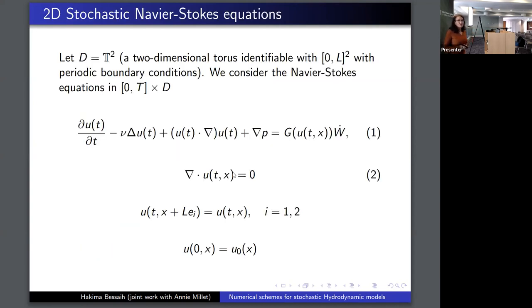So, the 2D Navier-Stokes equation. The restriction in our case is that we have to work on a periodic domain, the two-dimensional torus. So we are taking the domain (0,L) squared with periodic boundary conditions with period L, for example. Here u is the velocity field, p is the pressure, and G is an operator acting on the solution, and W is a white noise. White noise in time, but colored in space, so spatially very nice. Equation one is the conservation of momentum. Equation two is the incompressibility equation. And then we have the boundary condition and the initial condition. So this is very general.